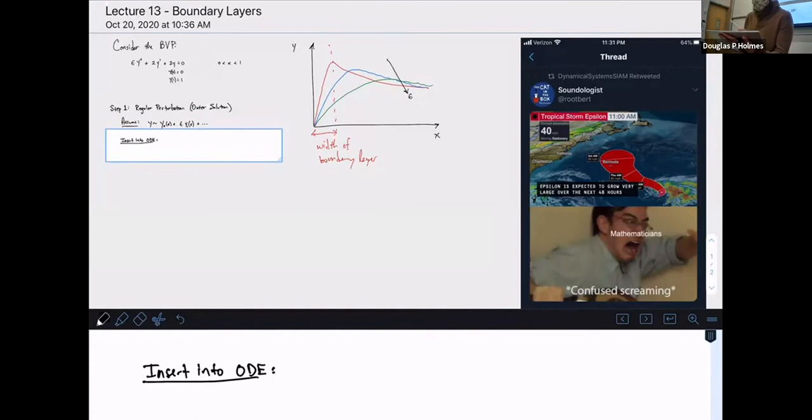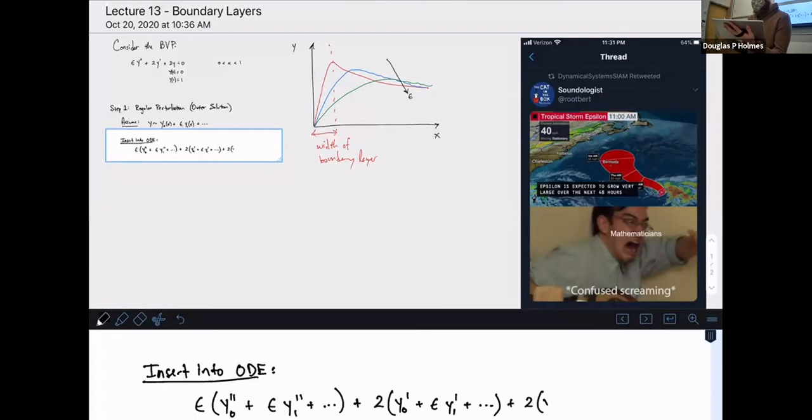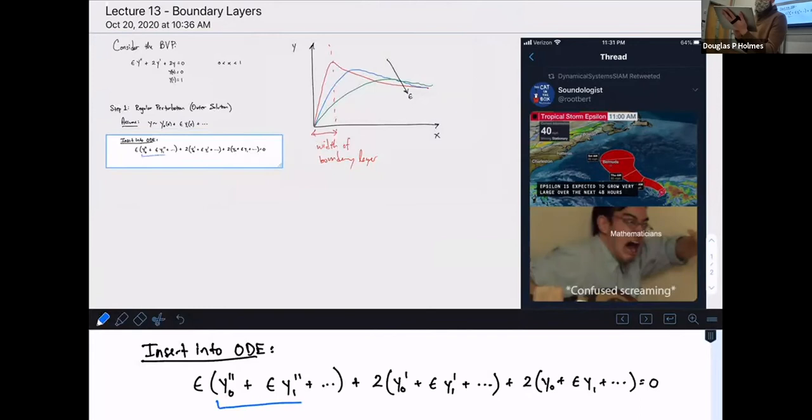So we know what this looks like. This looks like epsilon times y double prime naught plus epsilon y1 double prime plus 2 times y prime. So hopefully it's kind of immediately clear to you that this was originally y double prime, y prime, and y, and we have our original equation back.